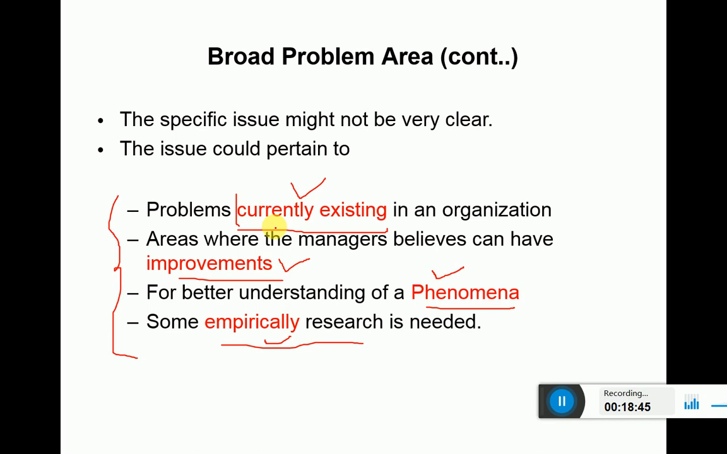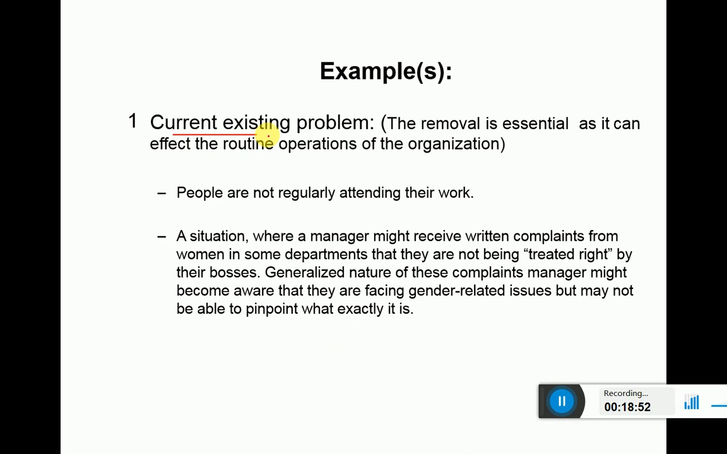Number one, we are going to discuss the currently existing problem. Suppose the organization currently has an existing problem, and that is a broad problem area where the researcher wants to investigate further. It simply means the removal is essential, as it can affect the routine operations of the organization. Let me give examples. The first example: people are not regularly attending their work.